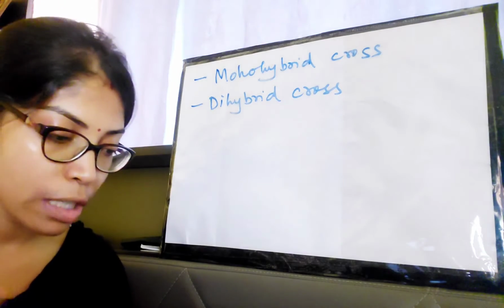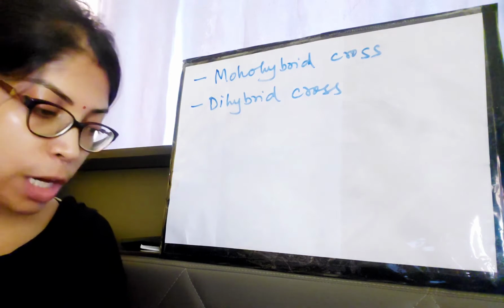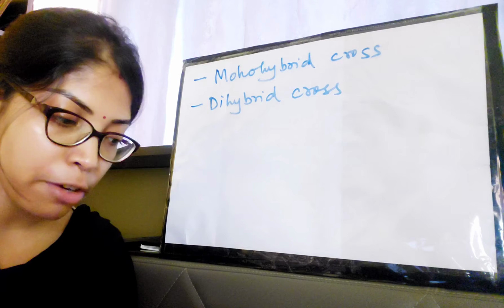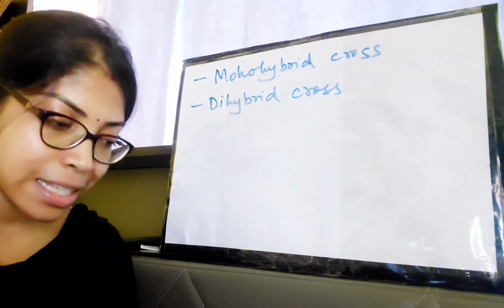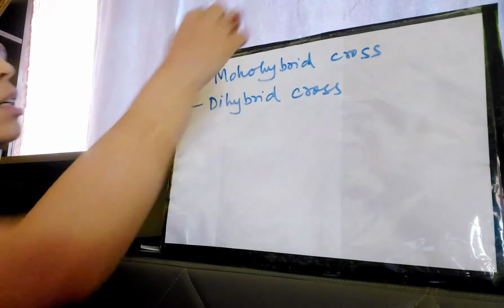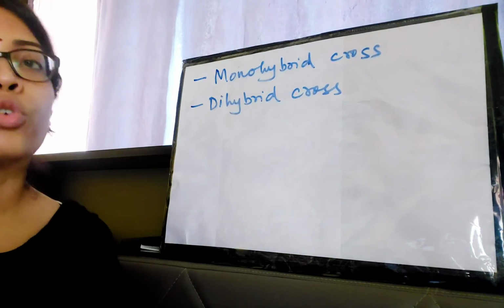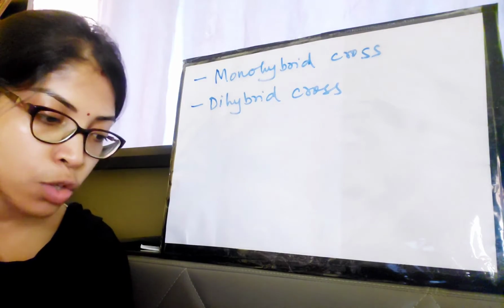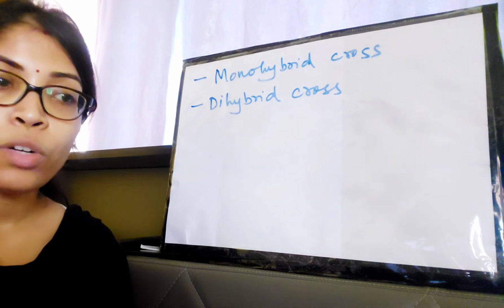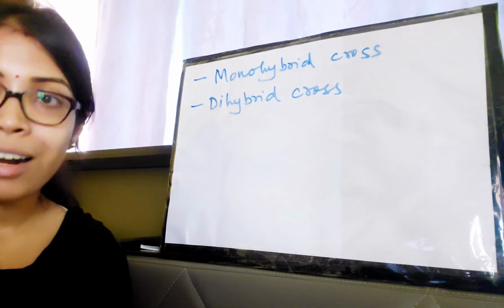I will tell you what these things are. Look into your book for the definition of monohybrid cross. The genetic experiment of crossbreeding where only one pair of contrasting character is considered is known as monohybrid cross. The word mono means one. Okay, so this is the type of cross where only one type of contrasting characters are taken.